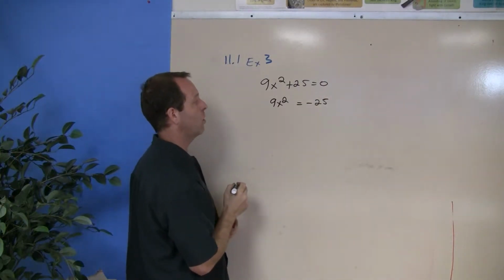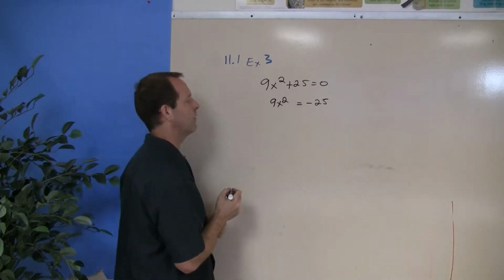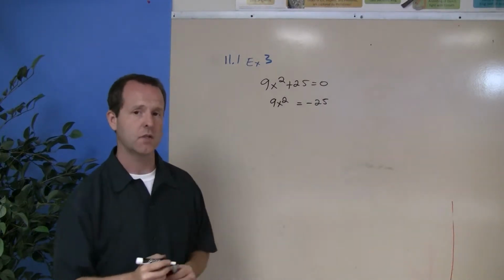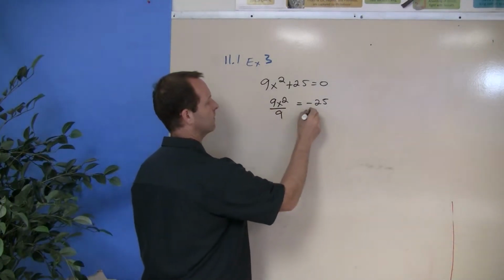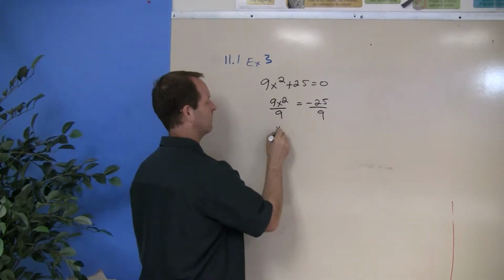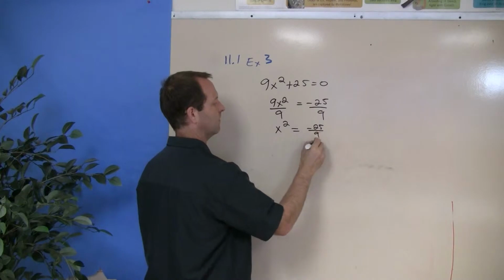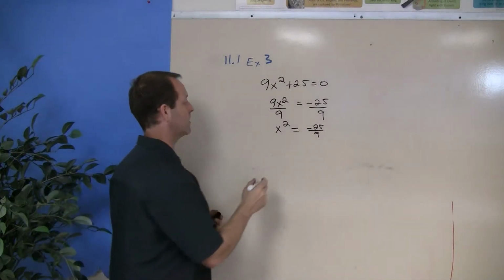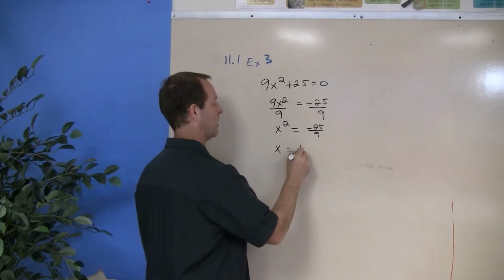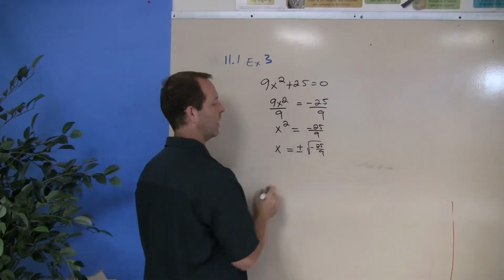Let's square root both sides. Nope, actually, before we do that, let's get x squared by itself. So let's divide both sides by a 9. x squared equals negative 25 divided by 9. Take the square root of both sides. So x equals plus or minus the square root of negative 25 over 9.